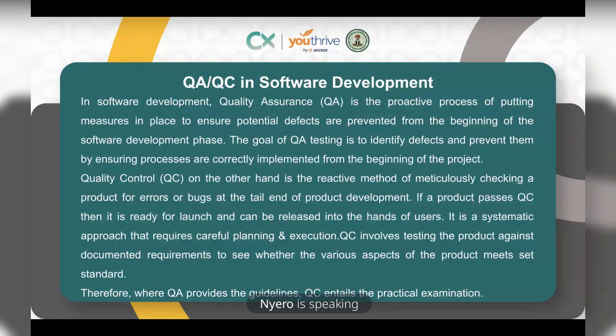Now, if a product passes QC, then it is ready for launch. So, like I said, it's the last phase before a product is launched. And so QC is a systematic approach that requires careful planning and execution. It involves testing the product against documented requirements to see whether the various aspects of the product meet the set standards. Therefore, where QA provides the guidelines, remember I said it's more like a methodology, QC entails the practical examination.